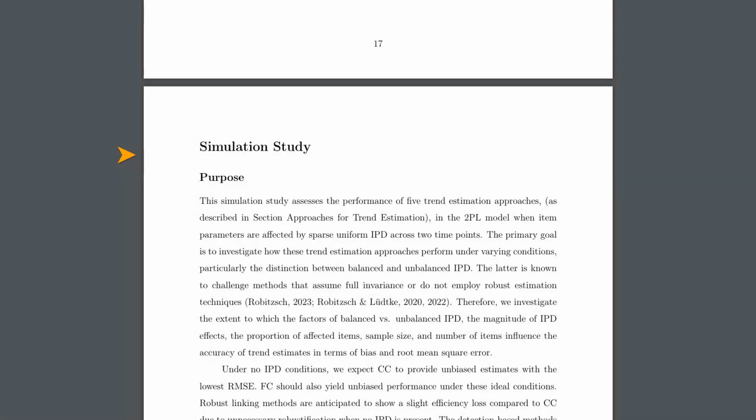So, what did they find after all this number crunching? In the ideal scenario with no item parameter drift at all, all the methods basically worked fine, but when drift was introduced, things got interesting.